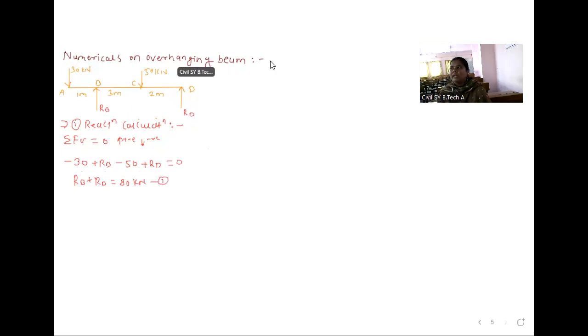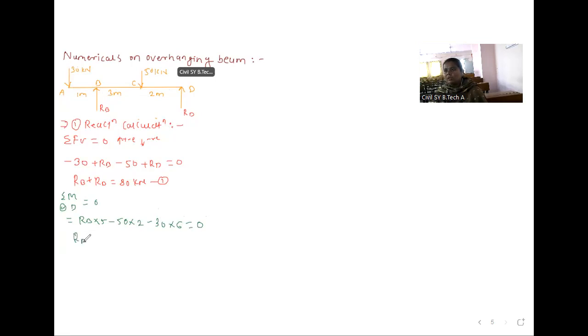After that, we will take moment at this D point. So summation of moment at D equal to zero. We will start from this RB point. This creates clockwise moment. So RB into perpendicular distance, how much? 3 plus 2 is 5. After that, this 50 kilonewton creates clockwise or anti-clockwise moment? Anti-clockwise. So minus 50 into perpendicular distance 2 meter. Now we move toward this 30 kilonewton. Again, this creates anti-clockwise moment. So minus 30 into perpendicular distance, which is how much here? 1 plus 3 plus 2, that is 6, equal to 0.